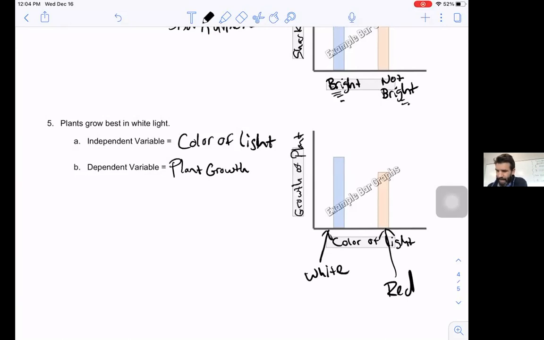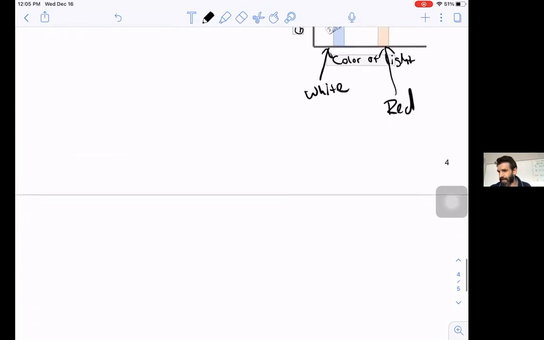And again, as you learn more in science, we have to start defining what we mean by the growth of a plant. Do we mean the height? This is probably not a great question, because "plants grow best" is not very scientific. You want to say, does the color of light affect the height that the plant grows? Because maybe different colored lights make the plant grow wider versus taller. We need to be a little bit more structured with the way we ask questions.